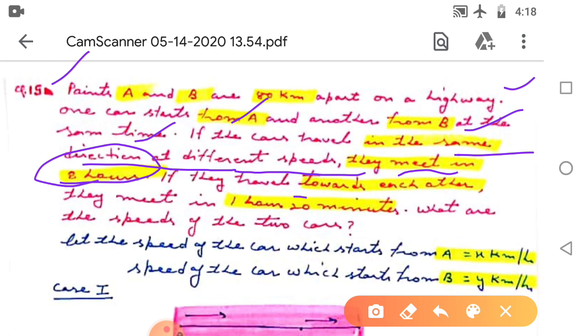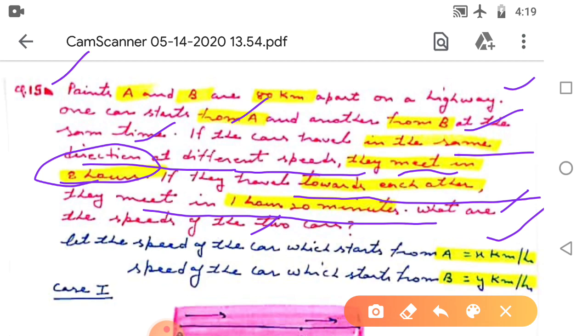If they travel towards each other, they meet in 1 hour 20 minutes. If they travel towards each other, what are the speeds of the two cars? Clear? Now, let the speed of the car which starts from A be x kilometer per hour, and the speed of the car which starts from B be y kilometer per hour.